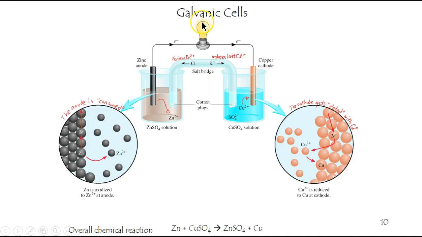Screencast 20.7, galvanic cells. If you had zinc and copper sulfate, it would react to form zinc sulfate plus copper. The zinc would get oxidized and the copper would get reduced. There's a flow of electrons here, isn't there? From the zinc, which loses them, to the copper 2 plus, which gains them.